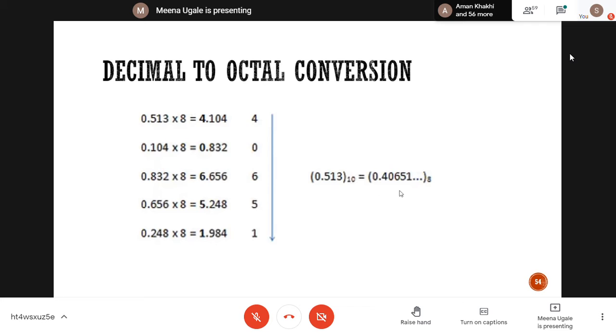Okay, what we are doing: multiply it by 8. Take the integer part separately, use the fraction part for the next step of multiplication, and continue these steps till you go for 5 digits. Read the answer from top to bottom. That will be your octal equivalent for the fractional decimal number. I hope you are understanding this.